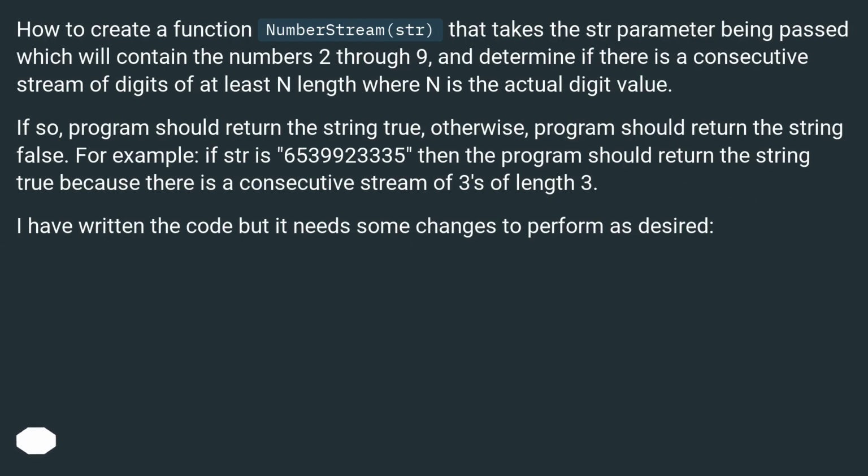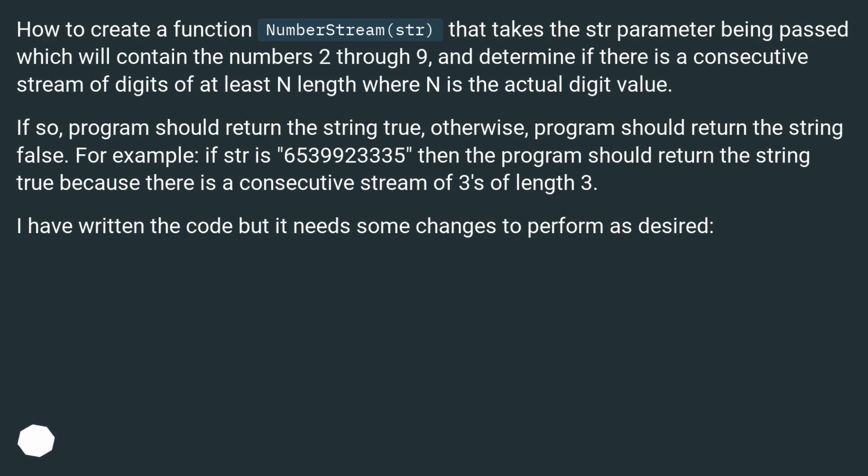How to create a function number stream str that takes the str parameter being passed, which will contain the numbers 2 through 9, and determine if there is a consecutive stream of digits of at least n length where n is the actual digit value. If so, the program should return the string true, otherwise, the program should return the string false.